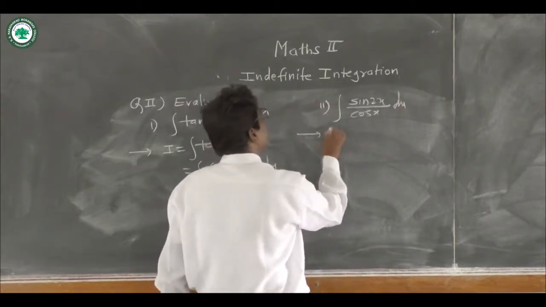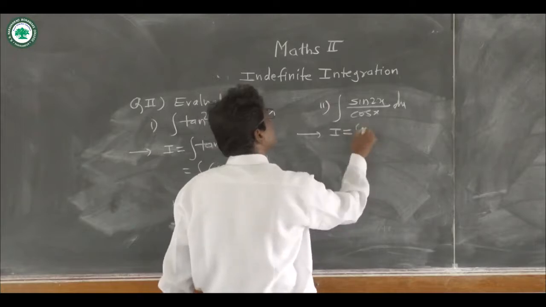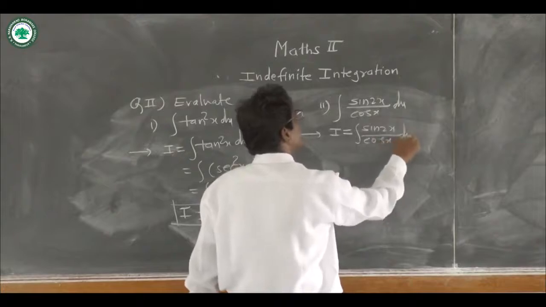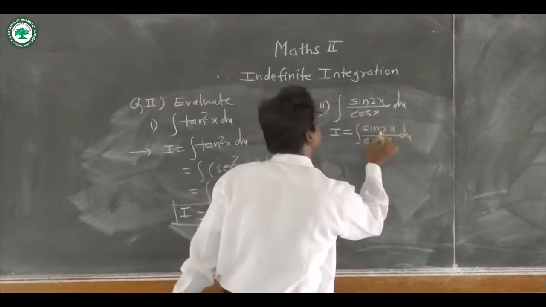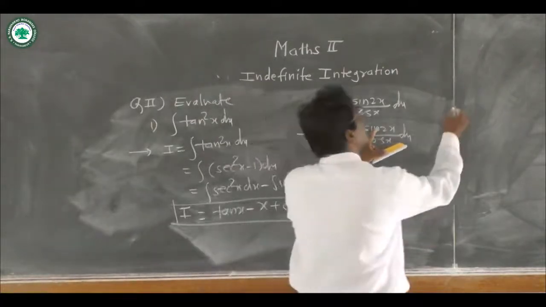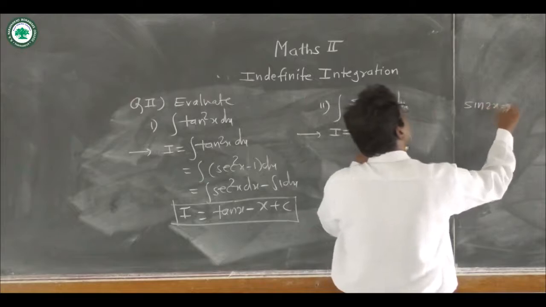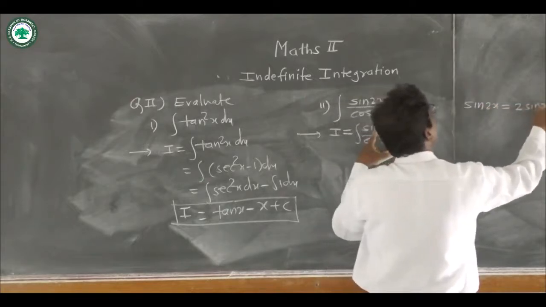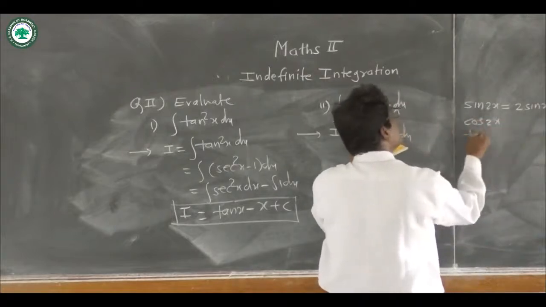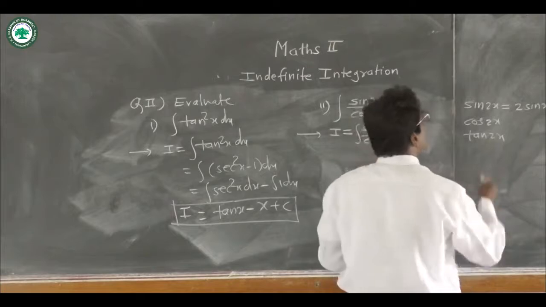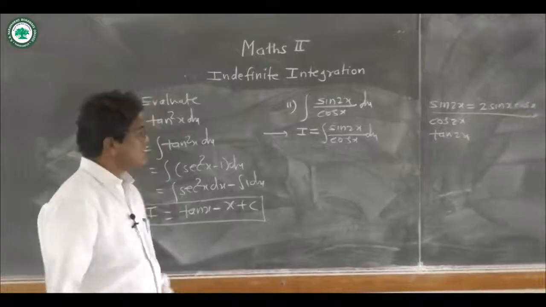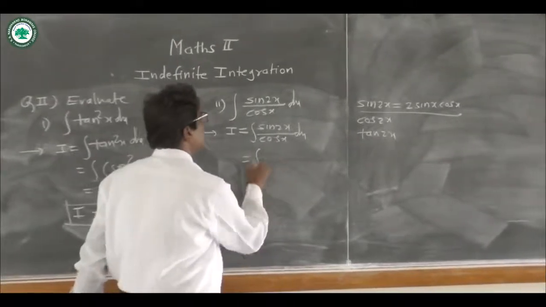So we write here I is equal to the given problem, integration of sin of 2x over cos x dx. Now here we must know the formula for sin of 2x. What is the formula for sin of 2x? We have seen sin of 2x is equal to 2 times sin x cos x. We have also seen the formulas for cos of 2x, tan of 2x, and so on.